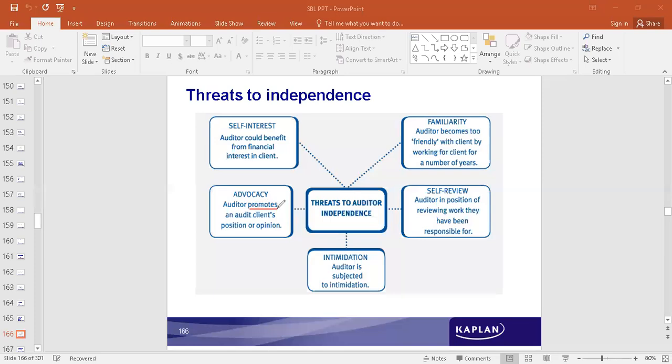In fact, the auditor cannot do any favors for the client. They should have that independent view and then give their opinion about whatever the situation in the organization is. But here, without looking into what is going on in the organization, if they promote an audit client's position or opinion, that is a threat to auditor independence.